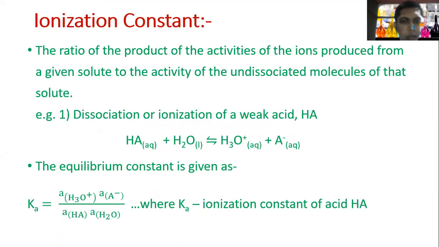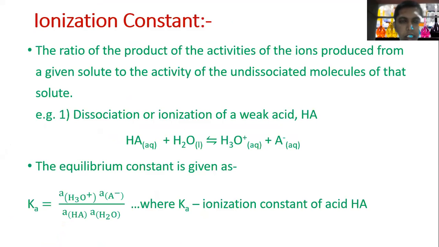So what is ionization constant? Its definition is very important. The ratio of the product of the activities of the ions produced from a given solute to the activity of the undissociated molecules of that solute is called as ionization constant.